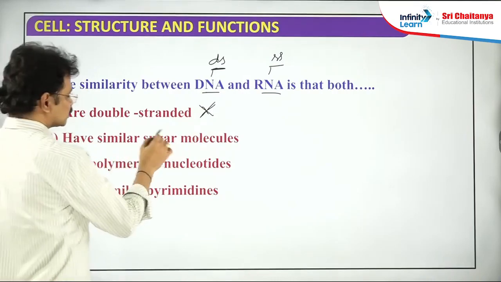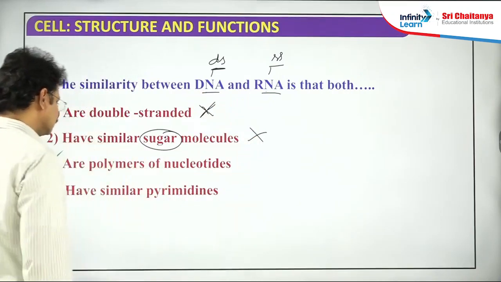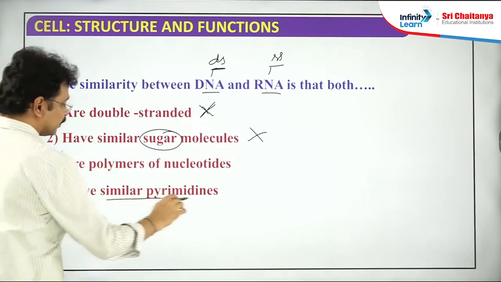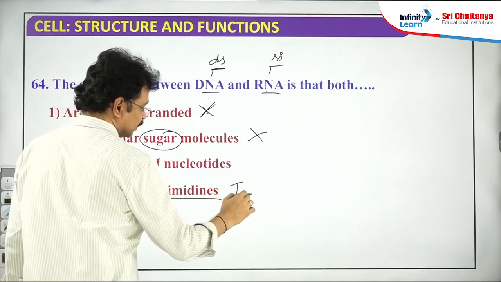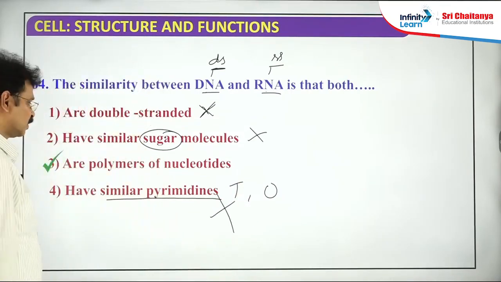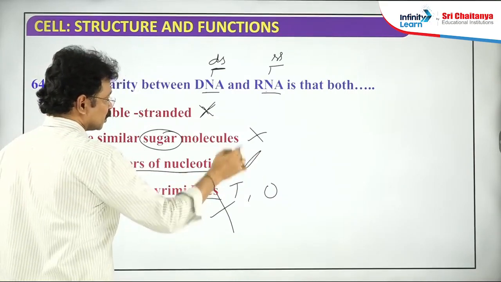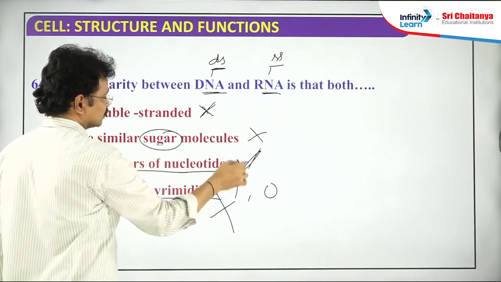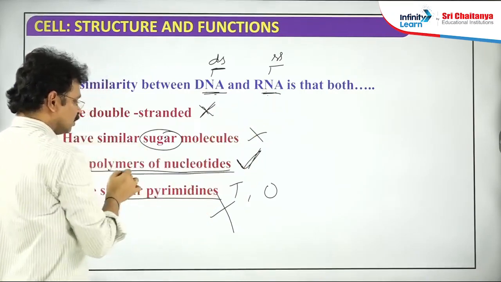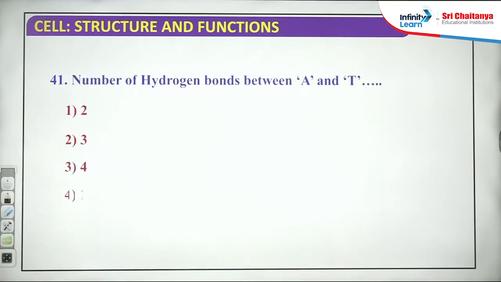Have similar sugars? No, deoxyribose sugar in DNA, ribose sugar in RNA, so it is also wrong. Have similar pyrimidines? No, in DNA there is thymine, whereas in RNA uracil is there, so the fourth option is also wrong. Only one remains: both are polymers of nucleotides. Both are polynucleotide strands. DNA and RNA are examples of polynucleotides. Okay, good. Number of hydrogen bonds between A and T, a very easy question, second option.